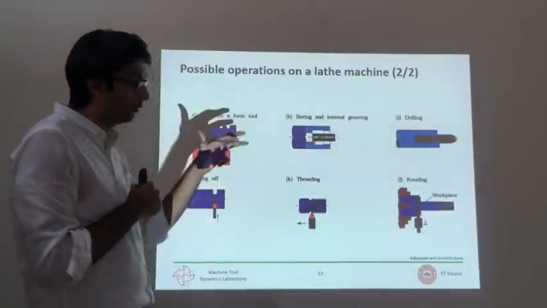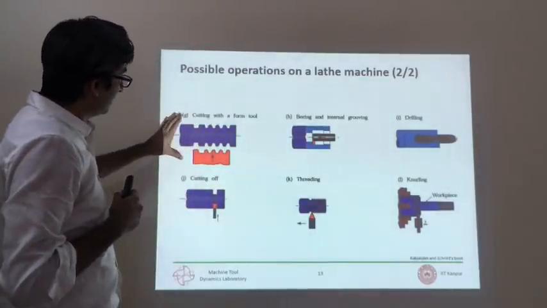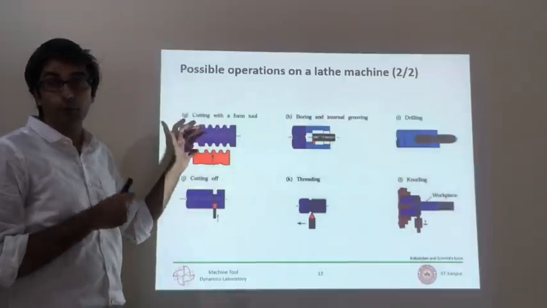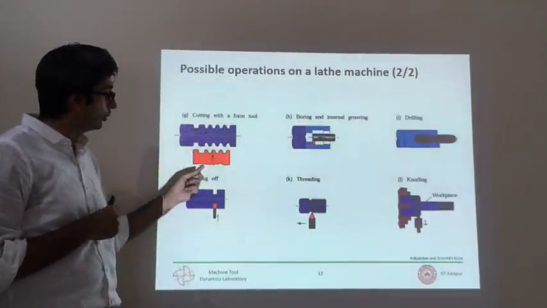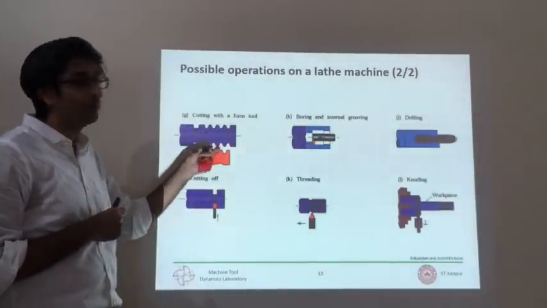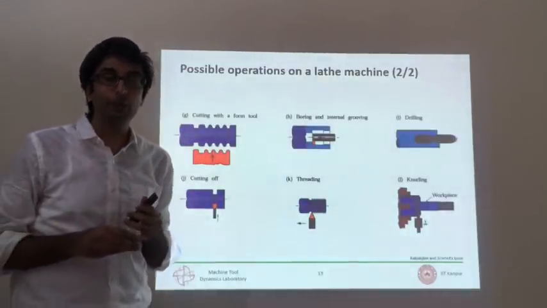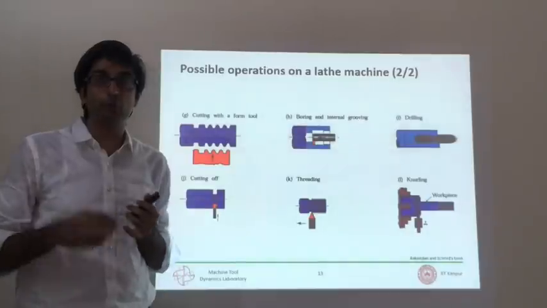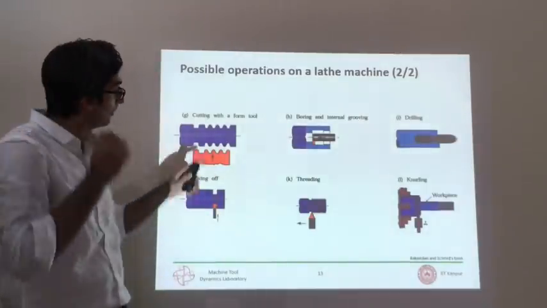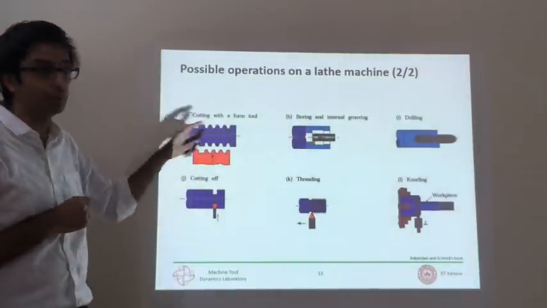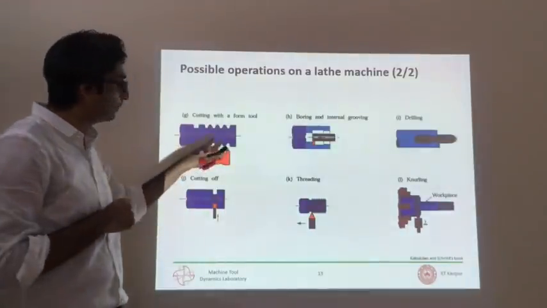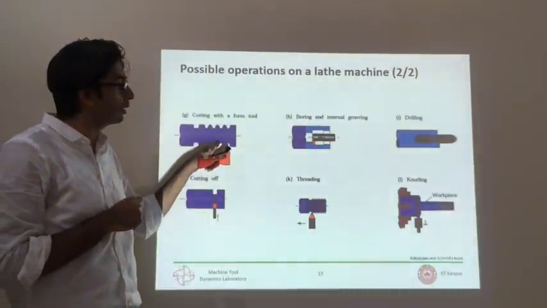So this is just an overview. This example is cutting with a form tool, where if you have a very complicated free-form profile you want to make on the workpiece, and you have many such workpieces that you want to mass produce with a profile as shown here, it's possible, but you require a lot of skill.